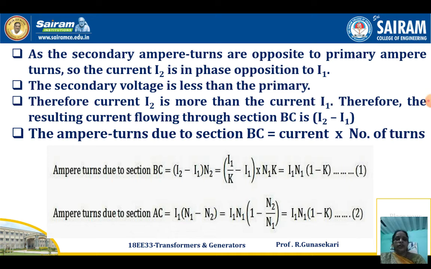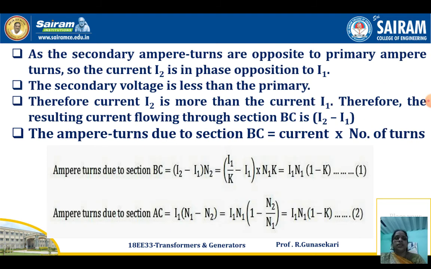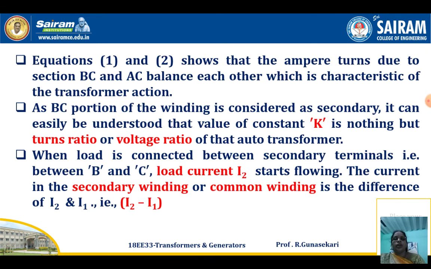Therefore you can take I1 N1 outside, which means I1 N1 into (1 minus N2 by N1). But N2 by N1 is nothing but K. So therefore it is I1 N1 into (1 minus K). So equations 1 and 2 both should be I1 N1 (1 minus K), only K. The AB portion of the winding is considered as the secondary.